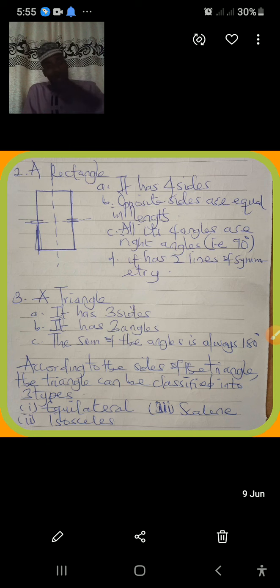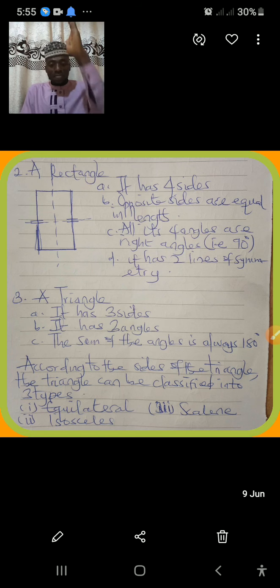So you see, don't forget that sum of angles in a quadrilateral is equal to 360 degrees, while sum of angles in a triangle is 180 degrees. So now another property is that it has 2 lines of symmetry. If you look for the line of symmetry of this shape, you see that it can be drawn 2 times. So it has 2.